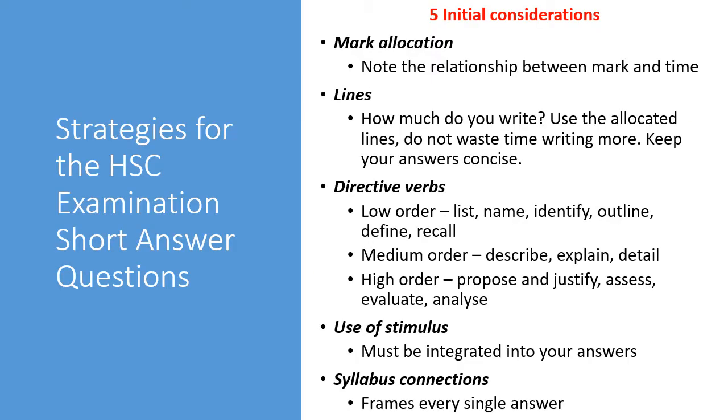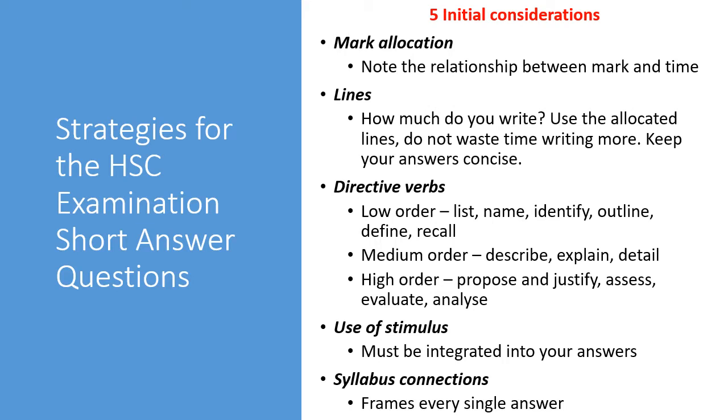Now, when we're looking at our 5 initial considerations for our exam, you have to look at mark allocation. Note the relationship between mark and time. You don't want to be spending large amounts of time on a 1 or a 2 mark question. You need to be looking at the line space. How much do you actually write? Use the allocated lines and don't waste time writing more. Keep your answers concise, to the point, and tell the marker what you want to say. You don't want to spend three lines until you actually start answering that question. You need to be looking at the directive verb, and that's something we're going to look at in a minute.